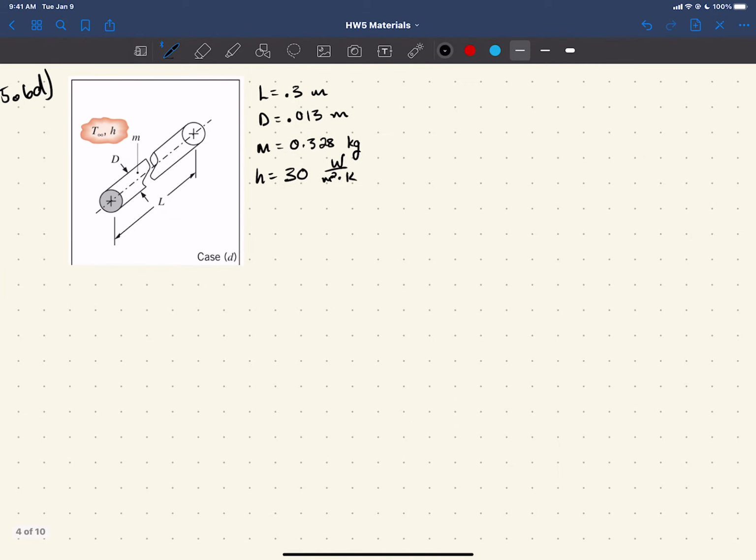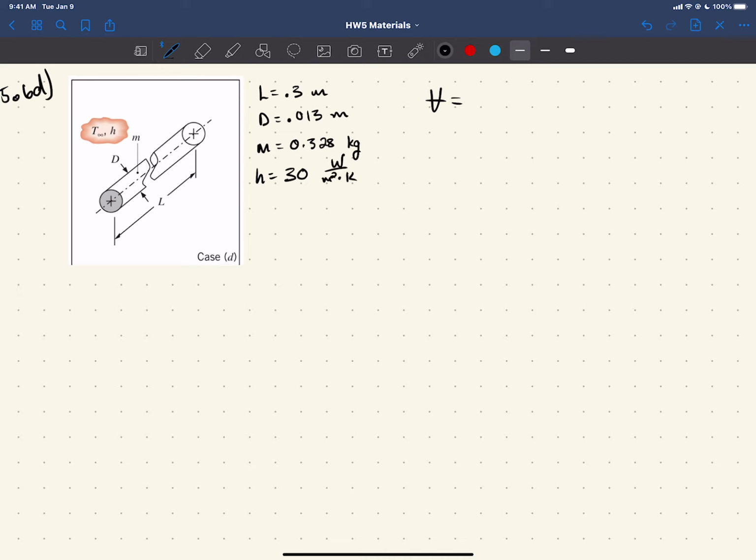Okay, so 5.6D. I'm going to remember this time to talk about the little nuance in this one right off the bat. You're only given a mass. You're not told what the material is, so you have nothing to go and look up right away for what the K is. But what you can do is we can find the volume, okay?